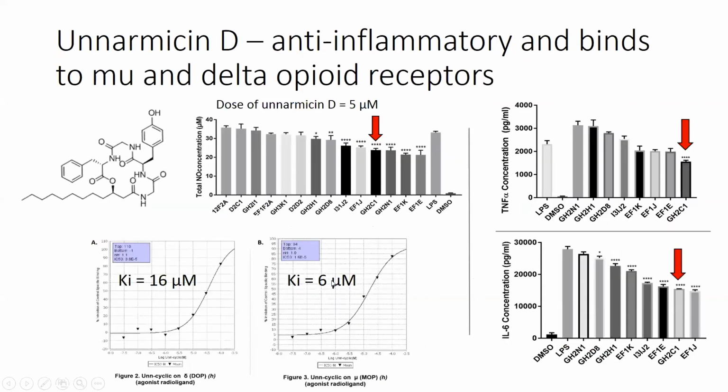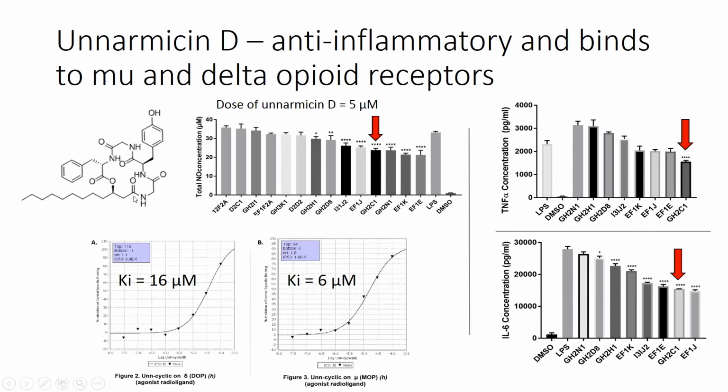Okay, so this one, there's a lot more data on this slide, so I'm going to try to take it a little bit slower. But the second molecule we looked at was called unarmacin D, and it showed very potent and very intriguing anti-inflammatory activity. So how did we do this?